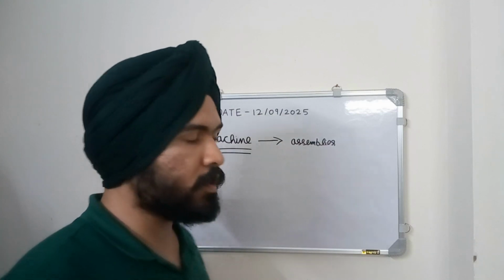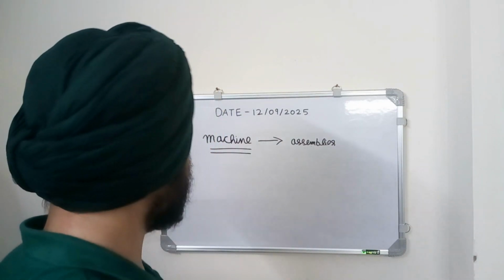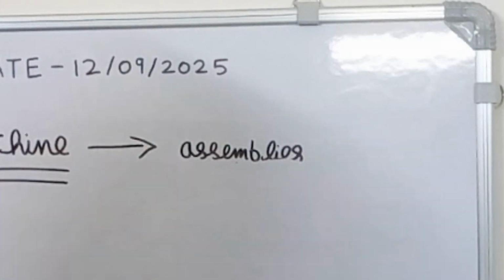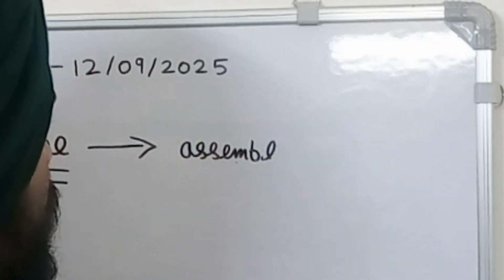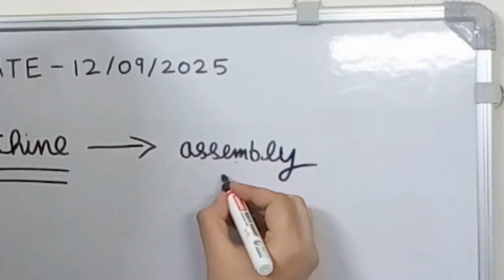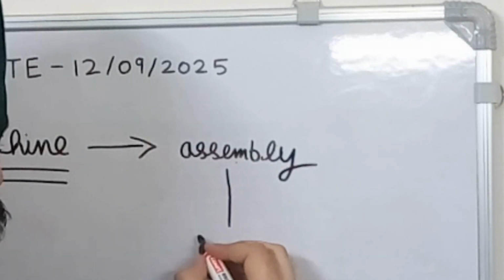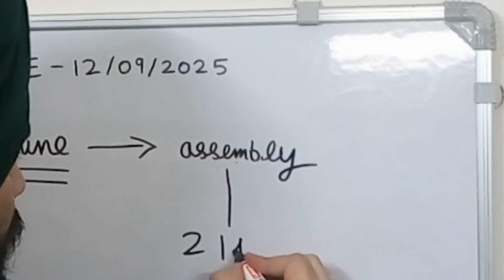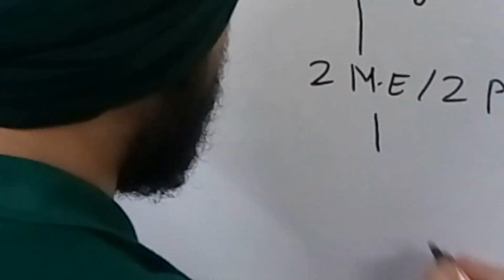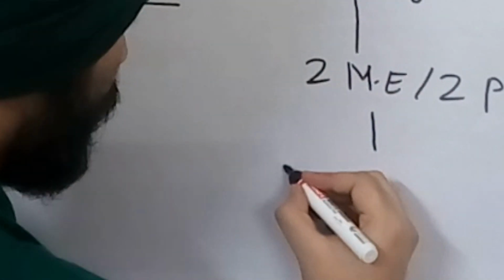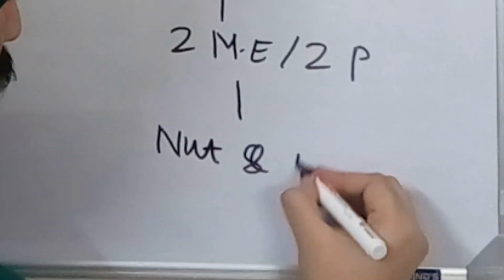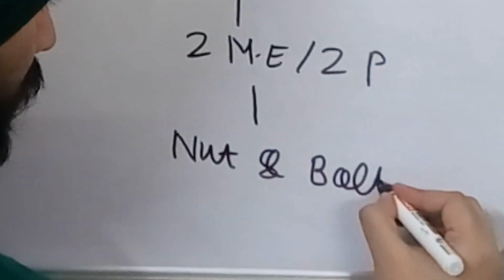So I would like to talk about a very basic assembly in general. Okay. So over here I'll not talk about assemblies. I'll just talk about the term assembly. Okay. So for suppose this can be of two machine elements or two parts, which is nothing but a nut and a bolt. Okay.